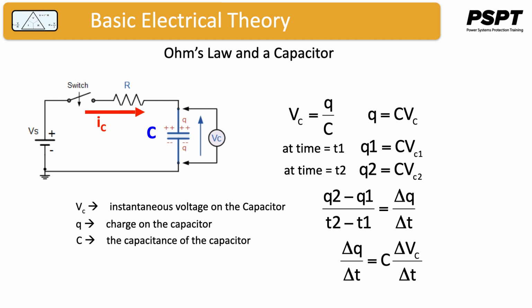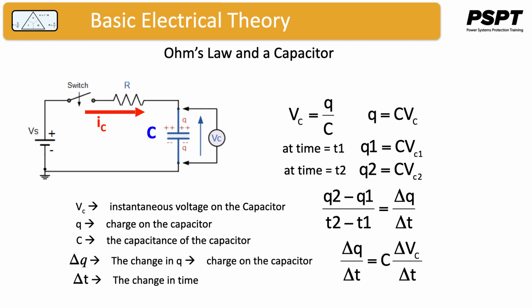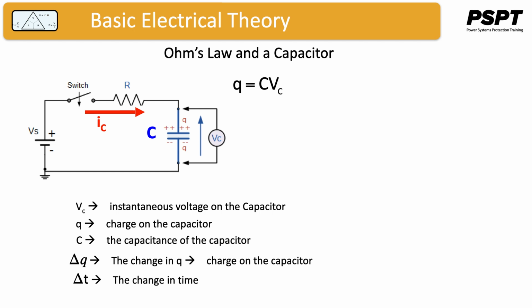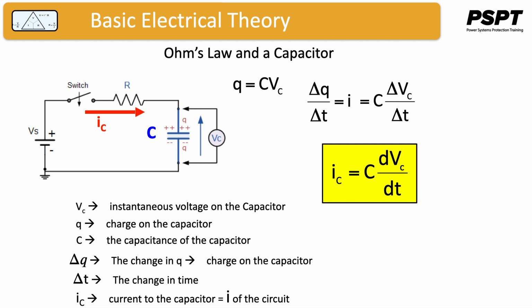In other words, as the charge changes over a period of time, the voltage given by the equation Q equals C VC would give us delta V over delta T, the same delta time. But Q over T, by definition, is equal to the current I charging the capacitor, which is equal to C times delta VC over delta T, or in terms of calculus, I equals C dV/dt, which means the same thing. The flow of electrons through a capacitor is directly proportional to the rate of change of voltage across the capacitor.